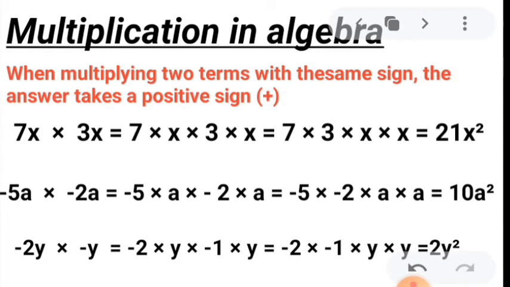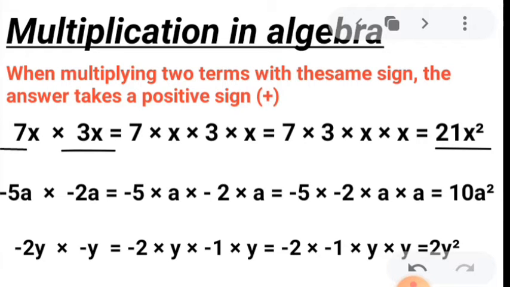So just notice that when multiplying two terms with the same sign, the answer takes a positive sign. If you are multiplying terms that are both positive, the answer will have a positive sign. If you are multiplying terms that are both negative, the answer will have a negative sign. So for example, we are multiplying 7x and 3x. Because both of them are positive, the answer is 21x, meaning that it has a positive sign.